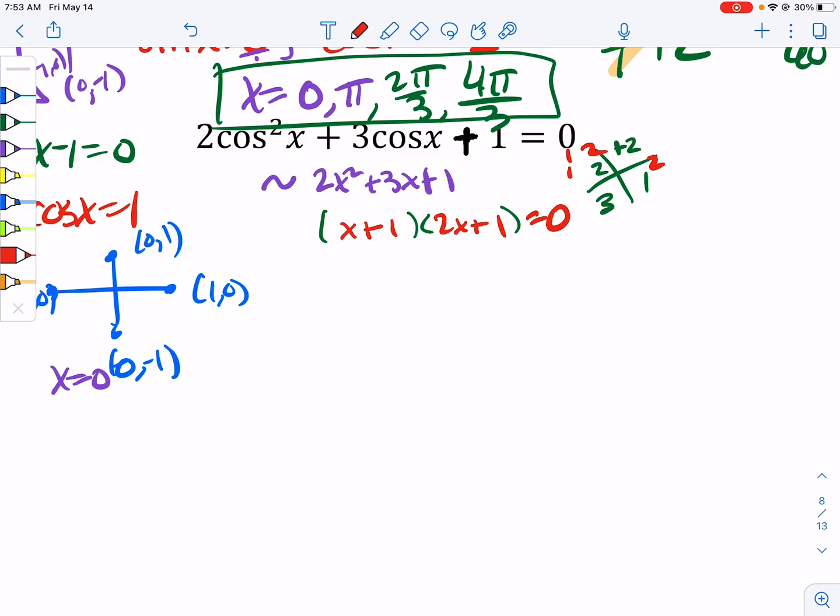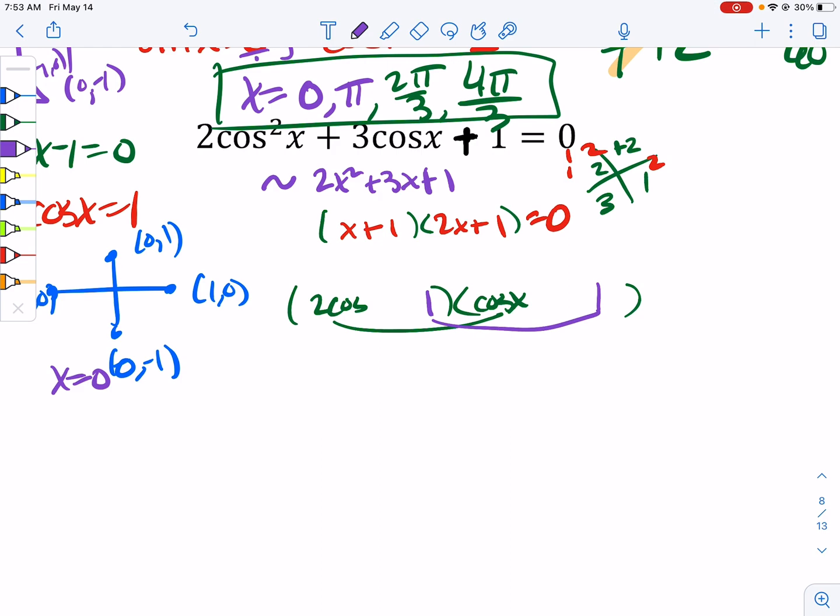Now, we're going to do that same kind of thing here, but in place of our x, the x will just be replaced with cosine. So we still want to multiply to 2, but add to 3. So then this would be 2 cosine, cosine. You can do guess and check as well, so this would be 2 cosine squared. We need to multiply to 1. The only way to multiply to 1 is 1 and 1.